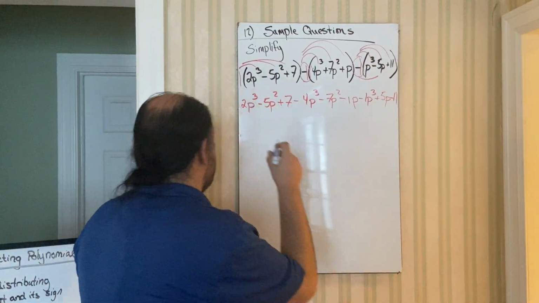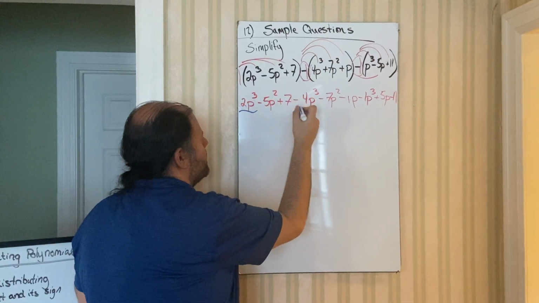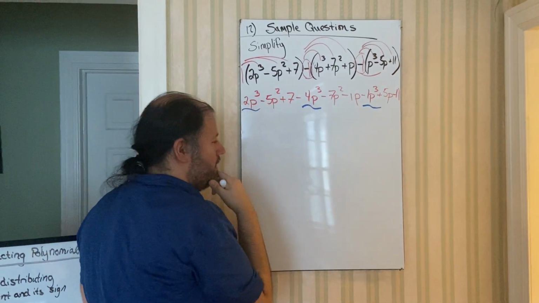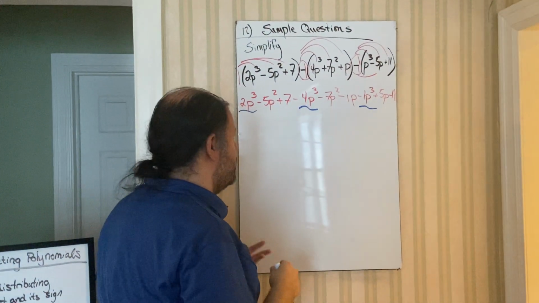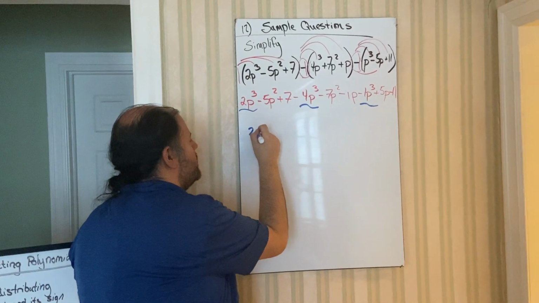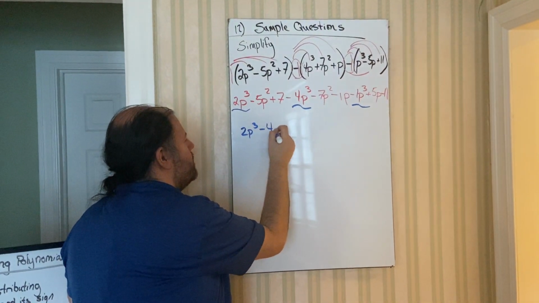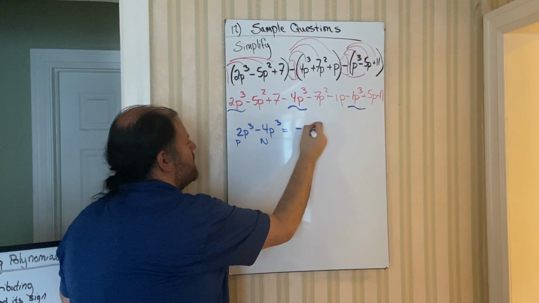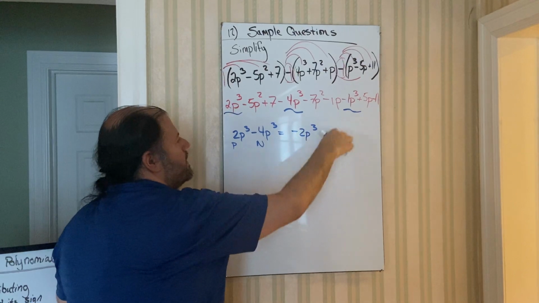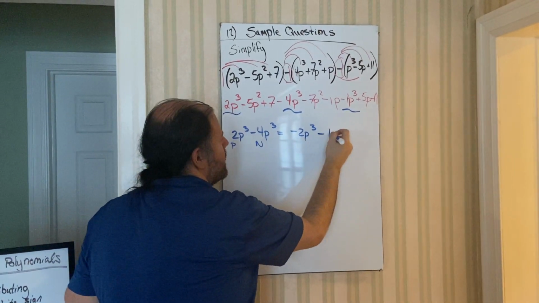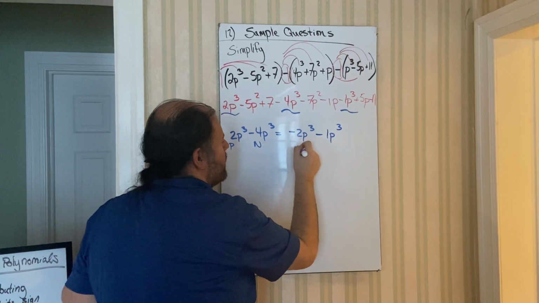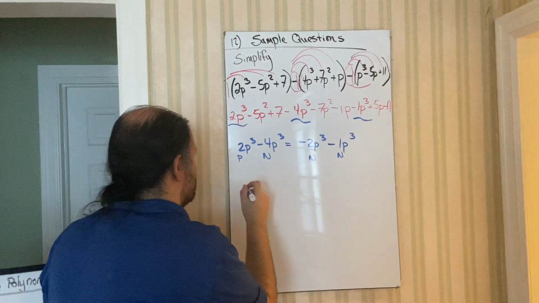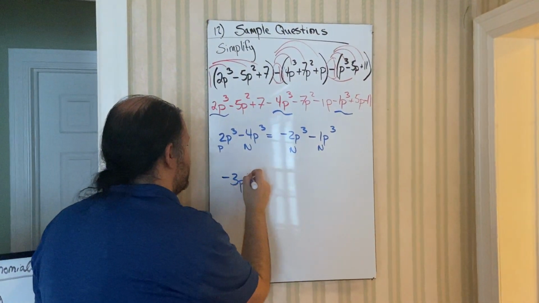So let's see. This can pair off with this, which can pair off with this. See how they're all p cubed, p cubed, p cubed? Even though you have 3 items, just do 2 at a time. So just do 2p cubed minus 4p cubed. You know, a positive and a negative, we're going to get negative 2p cubed. Then bring over the other one. Now this is a negative and a negative. So 2 negatives add. We're going to get negative 3p cubed.